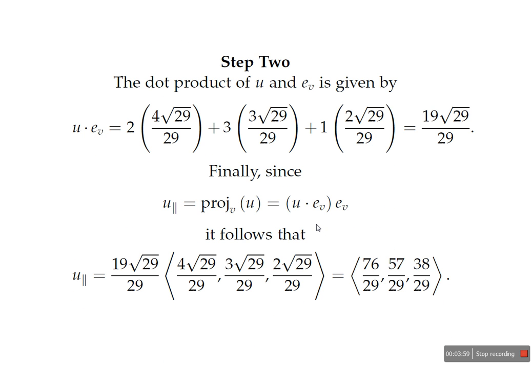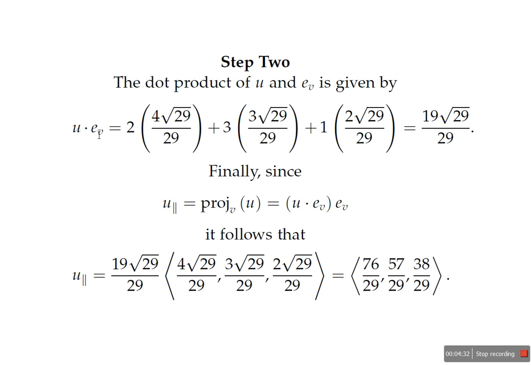Now, in the second and last step, we first compute the dot product of U and the unit vector pointing in the direction of V. If this is done correctly, one should obtain 19 times square root of 29 over 29. Again, you might want to stop for a few minutes, pause the video, and check these computations for yourself.